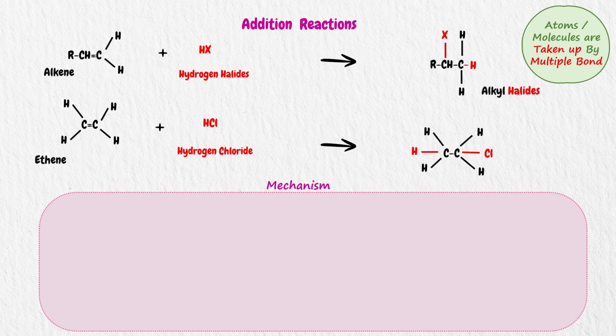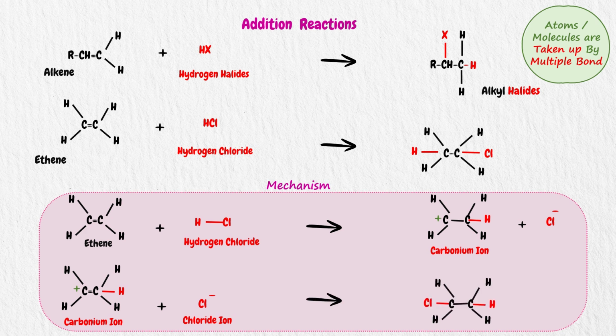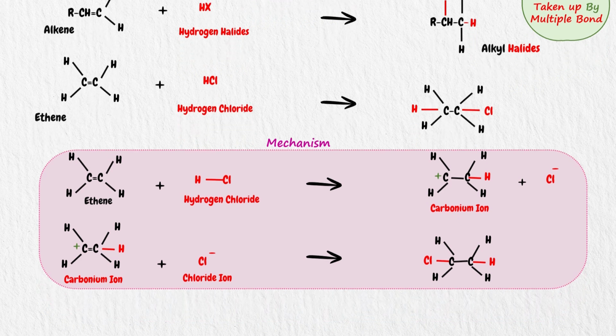Let's discuss its mechanism. Ethene and hydrogen chloride react. Ethene accepts the proton of hydrogen chloride to form a carbonium ion, and chloride ion will also be formed. This carbonium ion then reacts with the chloride ion, which is then added in structure. The converse of addition, meaning the removal of groups with the formation of a double bond, is termed as elimination.